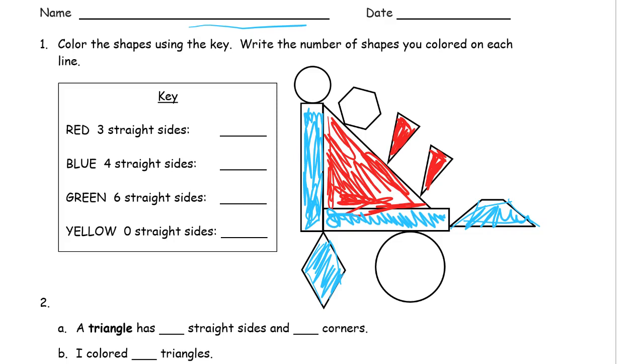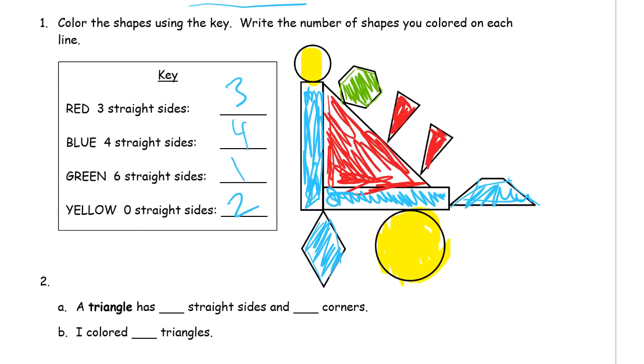Six straight sides. Well, let's see. It's green. One, two, three, four, five, six. Yep, this guy has six. So, go back. There's three red ones. One, two, three, four blue ones. And one green one. Zero straight sides are yellow. And there are two of those.